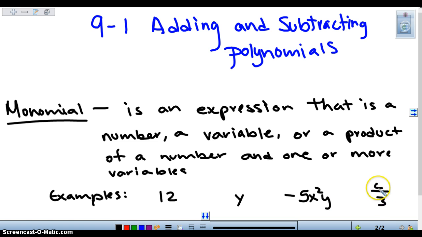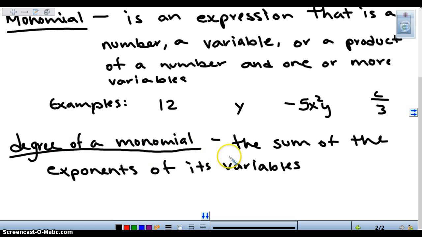Why is c over 3 a monomial? We were talking about the product of something. Because c over 3 means the same thing as c times 1/3. The degree of a monomial is the sum of the exponents of its variables.